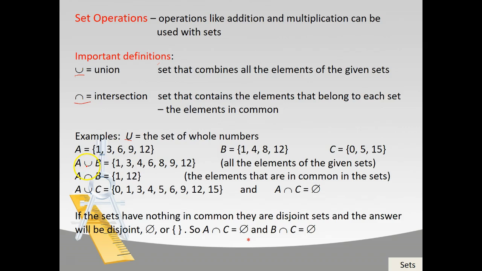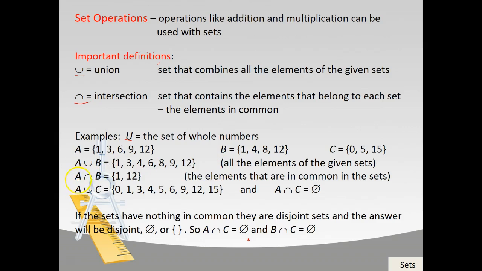A in union with B. So union means to add together or combine all the elements. So we would add 1, 3, 6, 9, and 12, and 1, 4, 8, and 12. Even though both sets have 1 and 12, we only write the number one time. So A in union with B would be all the elements of the given sets.